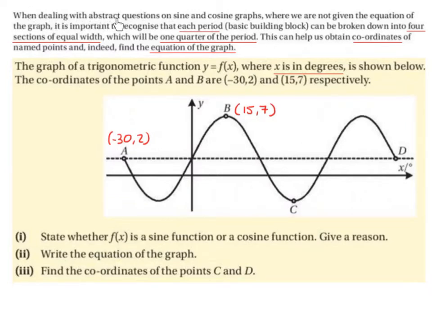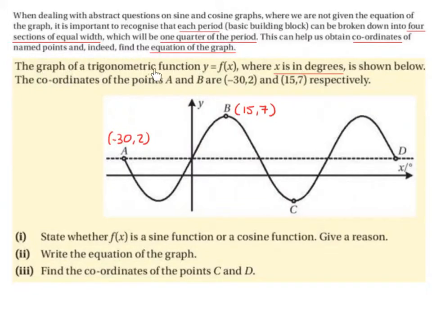When dealing with abstract questions on sine and cosine graphs, where we are not given the equation of the graph, it is important to recognize that each period, so each basic building block, can be broken down into 4 sections of equal width, which will be 1/4 of the period. This can help us obtain coordinates of the named points and indeed find the equation of the graph.